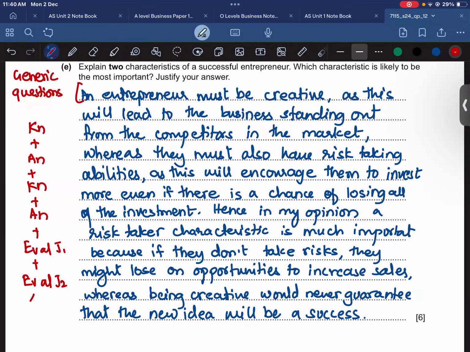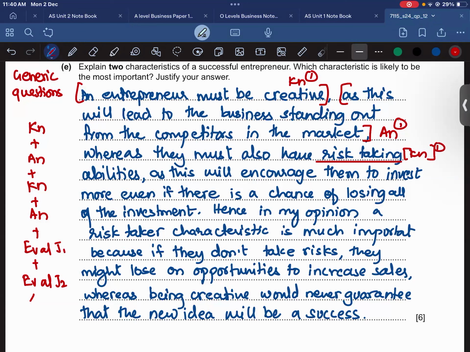So an entrepreneur must be creative, as this will lead to the business standing out from the competitors in the market, whereas they must also have the risk taking ability. All right. So now over here, they must be creative. So this is the knowledge, as this will lead to the business standing out from the competitors in the market. So this is the analysis. So 1 mark here, 1 mark here. Whereas they must also be risk taking. So risk taking is another knowledge point. So you will get 1 mark over here.